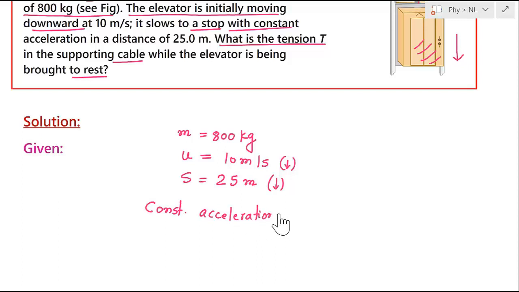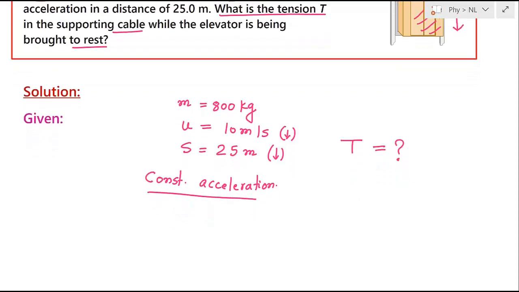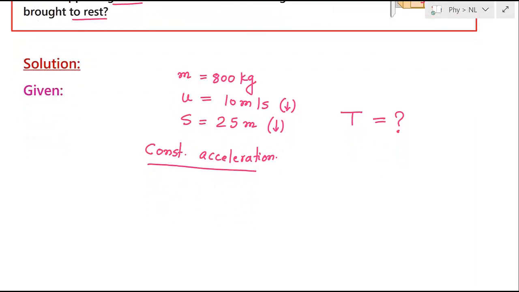So when you have constant acceleration, you can apply kinematical equations, that is v = u + at, or v² − u² = 2as. These equations you can apply because these equations are valid only for the case of constant acceleration. And what we have to find? We have to find tension. Tension in the cable, that is my target variable. So now how will you solve this problem?